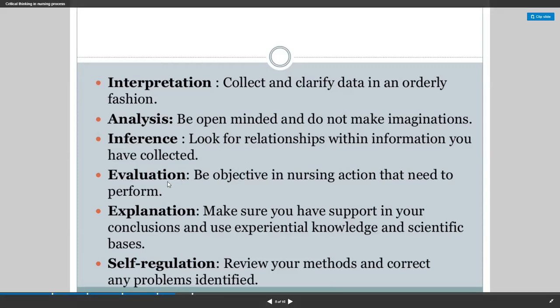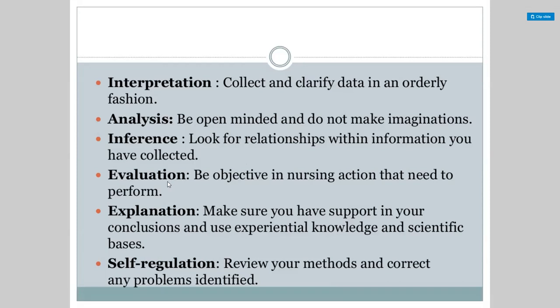Then regarding evaluation, be objective about the nursing action that needs to be performed. You have to be objective. Then explanation: make sure you have support for your conclusion, and use experiential knowledge and scientific basis. When you have the explanation, you have to check whether it is scientifically relevant. Then self-regulation: review your methods and correct any problems identified.